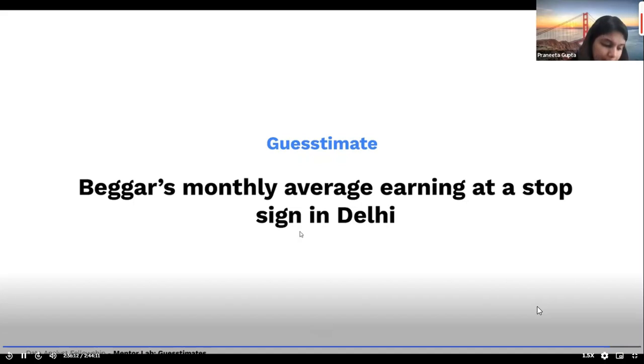Considering that it's a very hard thing to do in harsh environments like summer, a beggar is able to beg only 5 hours in a day, which is 3,000 rupees a day. And 3,000 multiplied by 20 working days for a month is around 60,000. That is a lot. 60,000 is a lot.